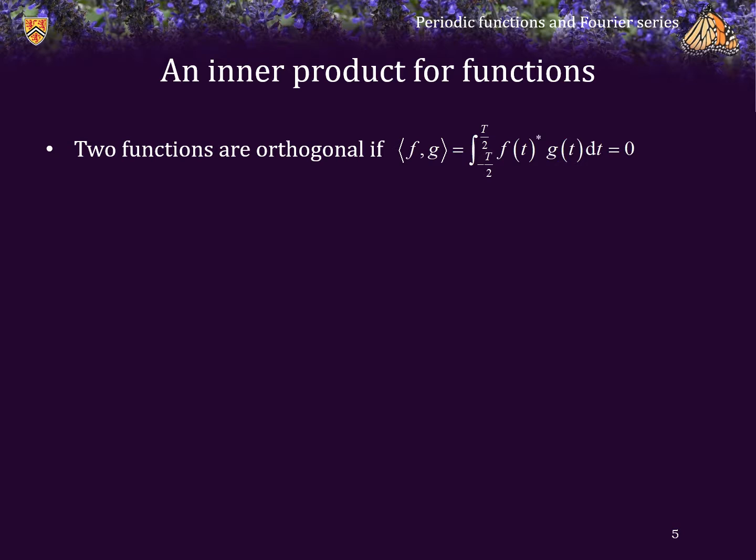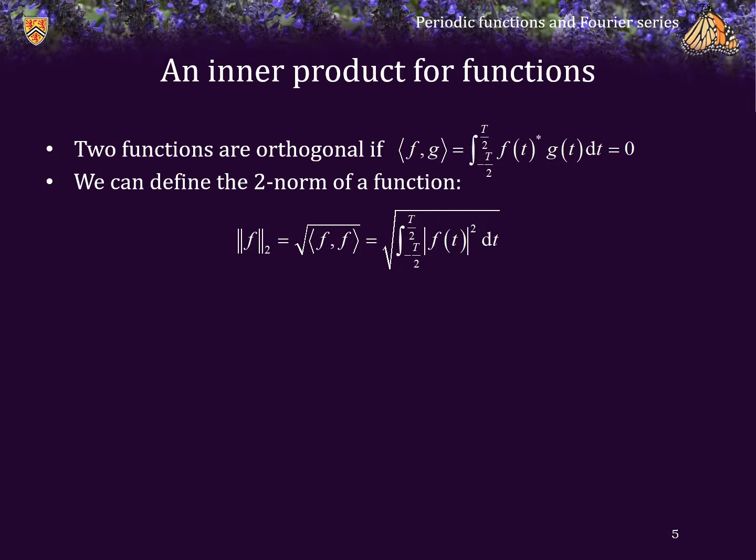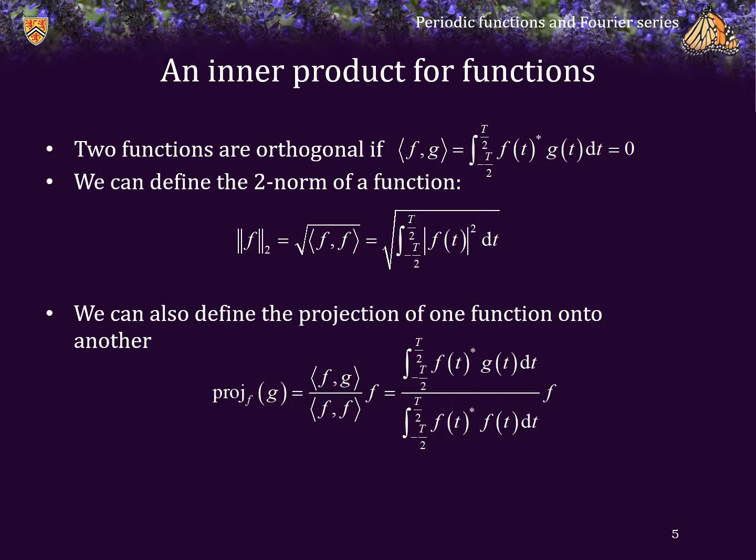Now we can say that two periodic functions with period T, possibly including the constant functions, are orthogonal if this inner product is equal to 0. Also, we can define the 2 norm of a function, which is simply the square root of the integral of the function squared integrated from negative T over 2 to T over 2. Finally, we can also define the projection of one function onto another. That is, what scalar multiple of one function is the best approximation of another function.